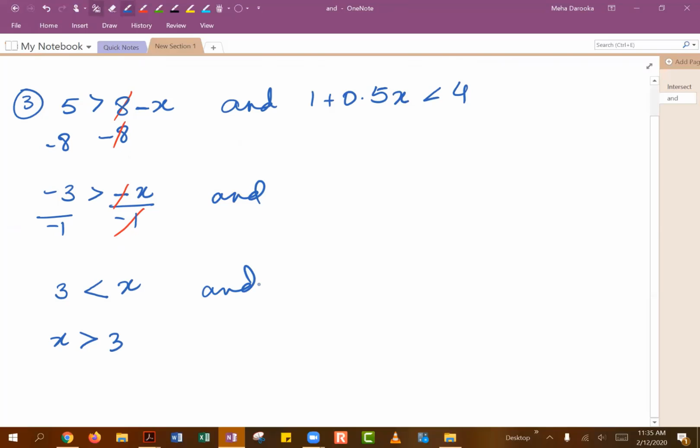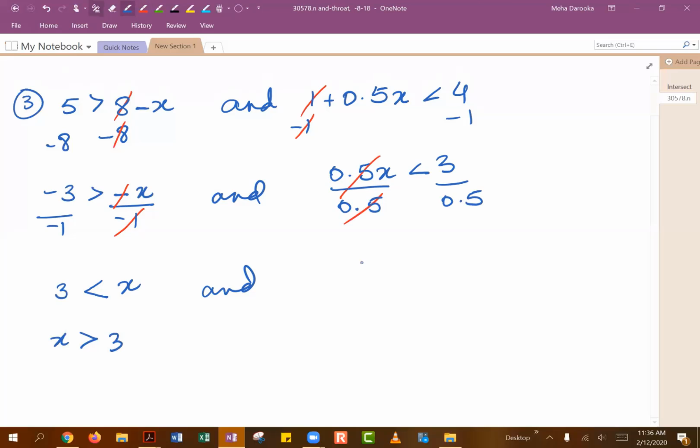Alrighty, so now same process on the right hand side. We again want to try and isolate our x. So start by moving that 1. What do we do with the 1? Yeah, subtract 1. Very nice. So subtracting both sides by 1, we end up with 0.5x less than 3. And then what do we do to get x by itself? Yep, very nice. Divide by 0.5. And 3 divided by 0.5 is going to be 6.